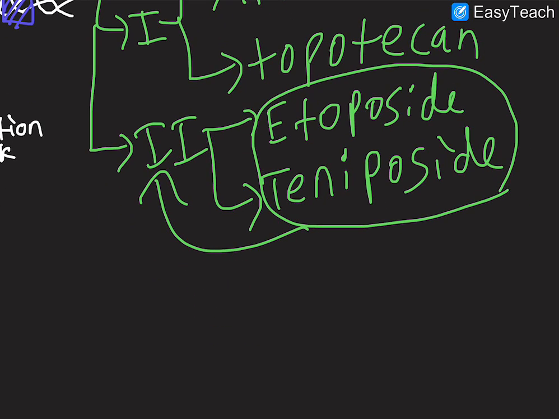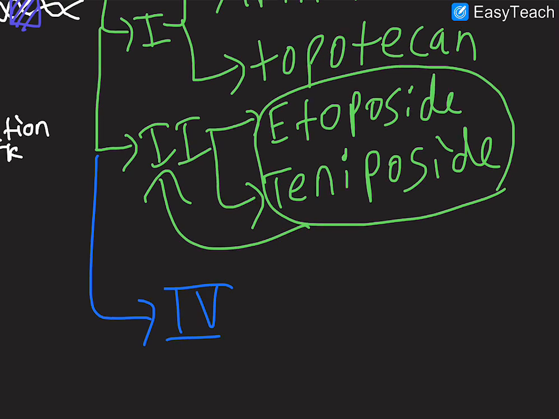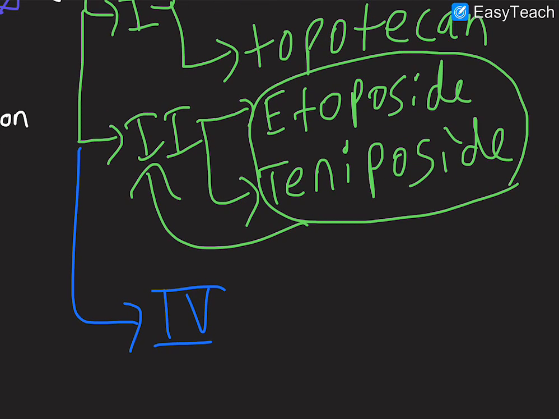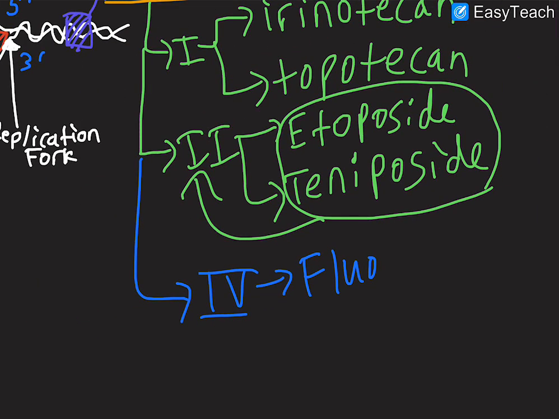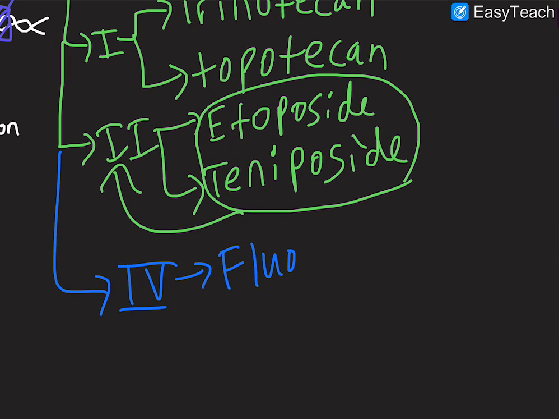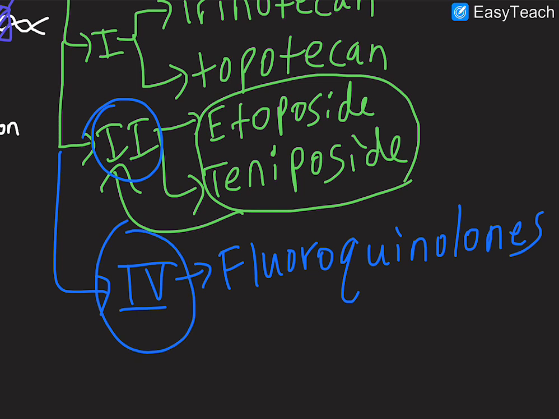Then we have topoisomerase type 4. So what drugs inhibit topoisomerase type 4? Well, if we focus on prokaryotes now, we have fluoroquinolones. Fluoroquinolones inhibit topoisomerase type 2 and topoisomerase type 4 in prokaryotes.